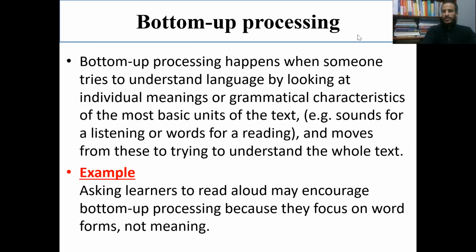So let's see the definition here. Someone to read the definition of the bottom up. I can read. Yes. Okay. Bottom-up processing happens when someone tries to understand language by looking at individual meanings or grammatical characteristics of the most basic units of the text, that is to mean, for example, sounds for listening or words for reading, and moves from these to trying to understand the whole text. Example, asking learners to read aloud may encourage bottom-up processing because they focus on word forms. Okay, great. So this is the bottom-up, which means in the text you are going to see sounds, words, etc. You cannot understand them unless you read the text. It's the bottom-up.